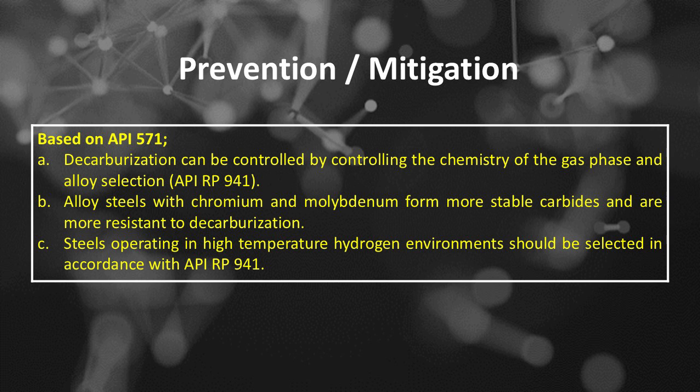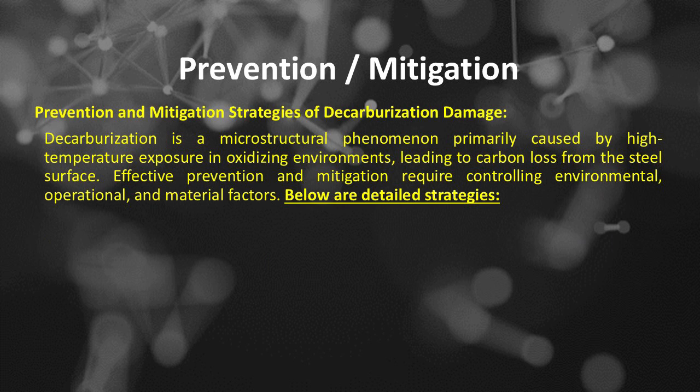Decarburization damage prevention and mitigation based on API 571. Number A, decarburization can be controlled by controlling the chemistry of the gas phase and alloy selection, API RP 941. Number B, alloy steels with chromium and molybdenum form more stable carbides and are more resistant to decarburization. And number C, steels operating in high-temperature hydrogen environments should be selected in accordance with API RP 941.